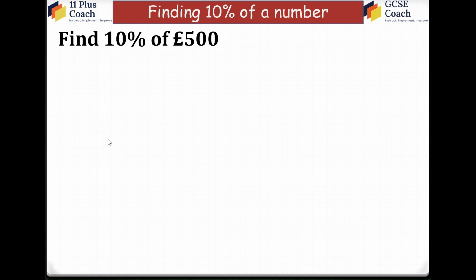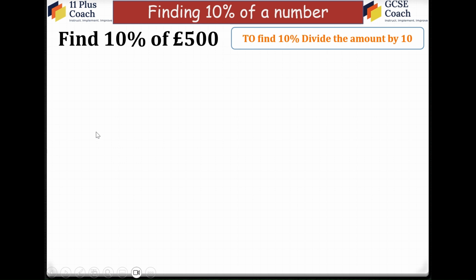Finding 10% of 500. Remember, we said to find 10%, you simply divide the amount by 10. So in this case, to find 10% of 500, I will take the number 500 and I will simply divide it by 10. Now 500 divided by 10, hopefully you know this already, is equal to 50. So 10% of 500 is 50 pounds. That's 10% of 500.